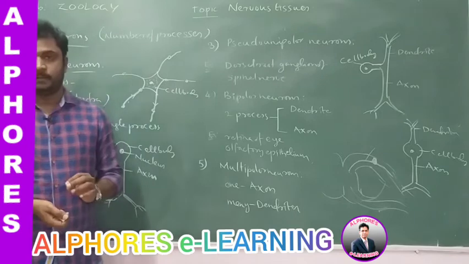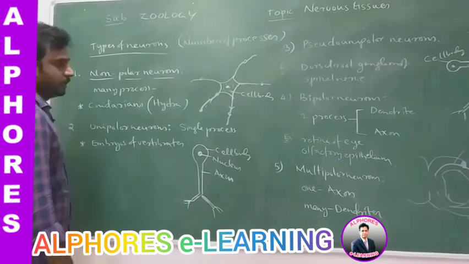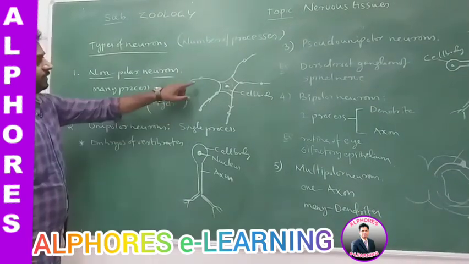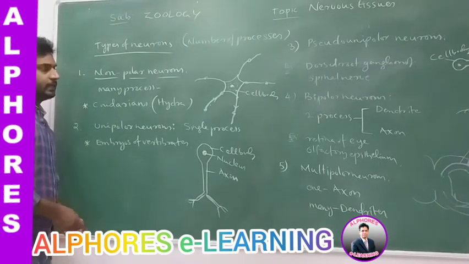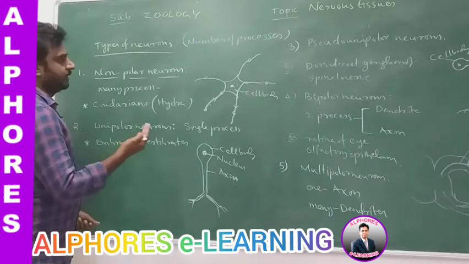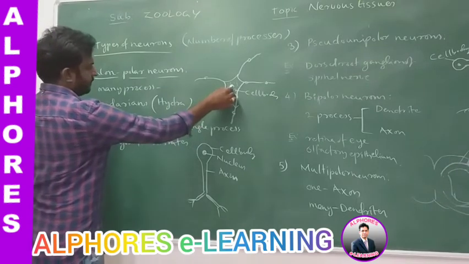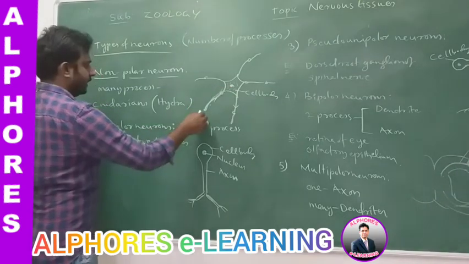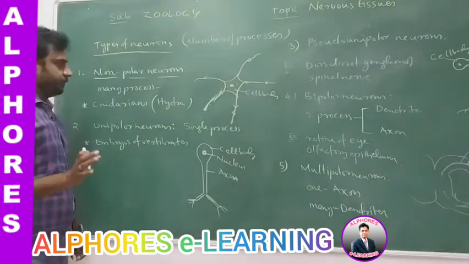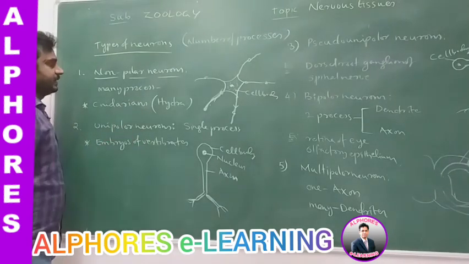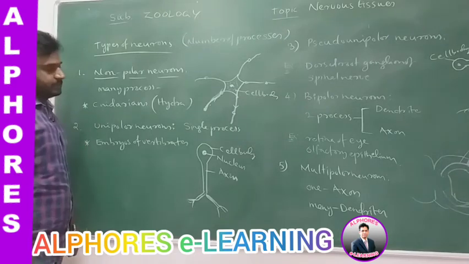Based on the number of processes, 5 types of neurons are there. First type of neurons are non-polar neurons. In non-polar neurons, many processes are present, but there is no differentiation between axon and dendrites. So they conduct the impulses towards the cell body and also away from the cell body. They carry the impulses from the cell body and send them to other parts, and carry the impulses from other parts and send them to the cell body. So both sides. There is no differentiation between the dendrites and axon. Location, example: cnidarians, hydra.